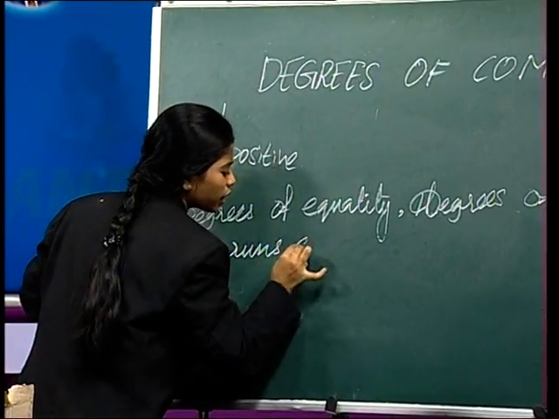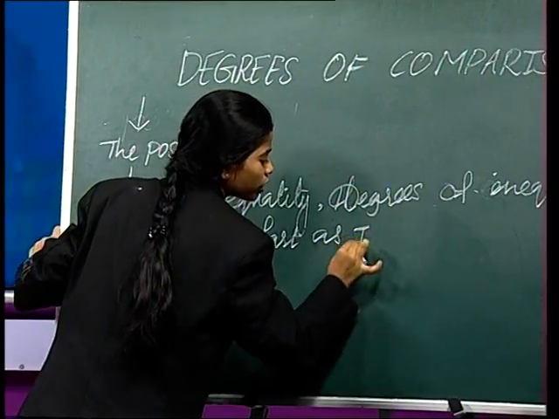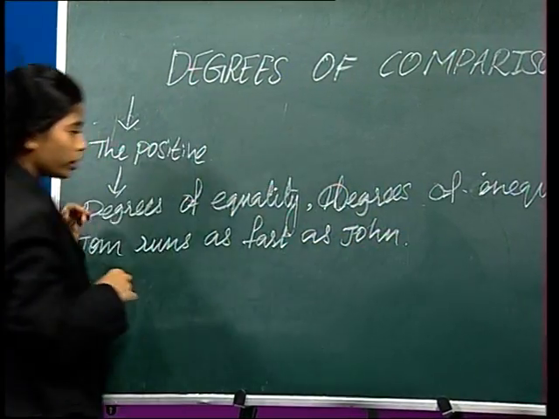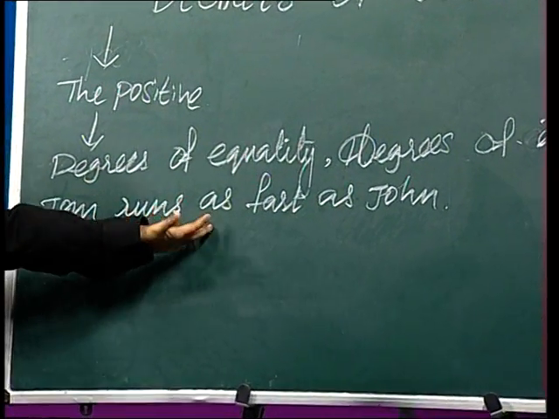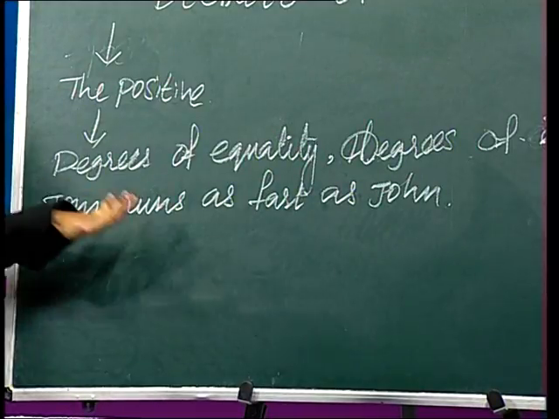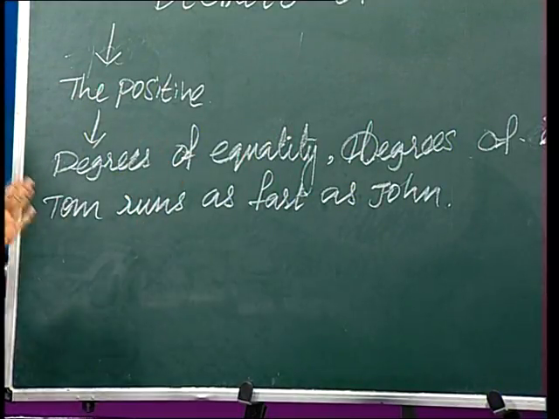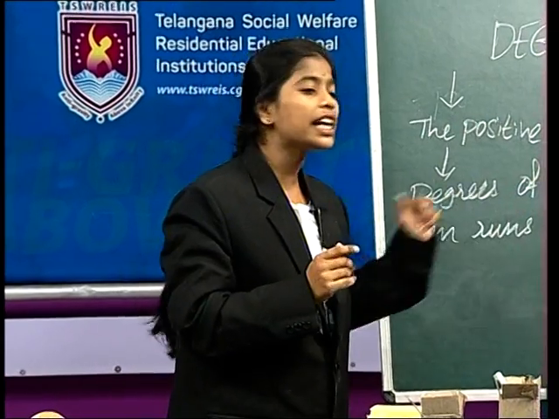Tom runs as fast as John. So friends, did you observe? I think Tom runs as fast as John. So here Tom will run as fast as John. So here the equality is found in these two sentences.